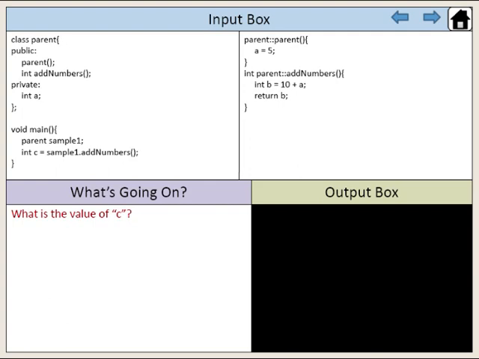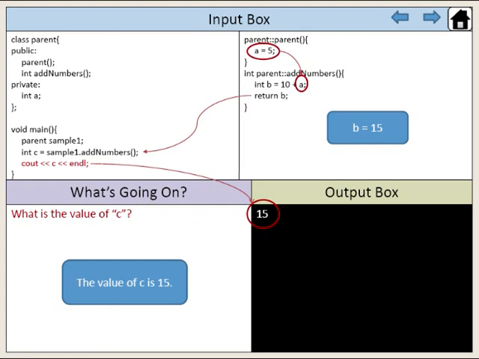What is the value of C? The value of C is the value returned from the class function addNumbers. The value returned from the class function addNumbers is B. The value of B is the sum of 10 plus A. A was initialized in our default constructor with a value of 5. Therefore, the value of C is 15.